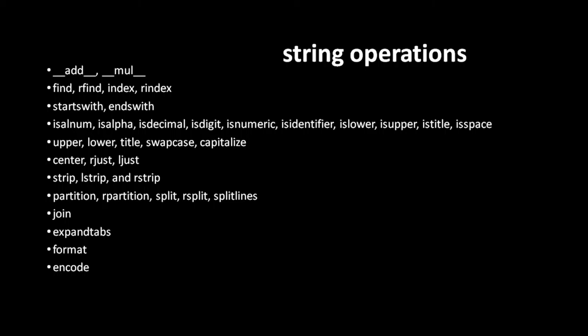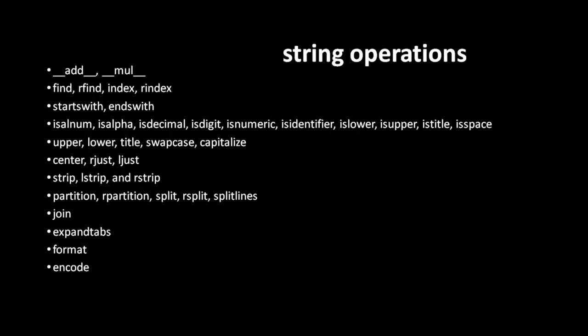The methods upper, lower, title, swapcase, and capitalize, these methods are all about modifying the case of the letters in the string. So upper, for example, will take the string and return a new string, which is just the same, except with all of the lowercase characters converted to uppercase.